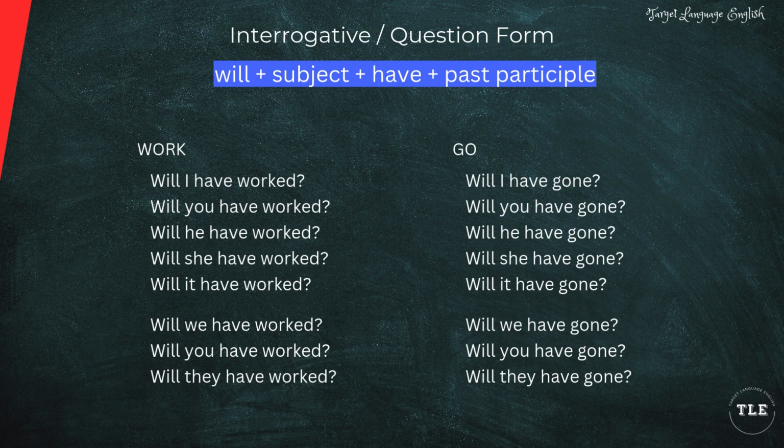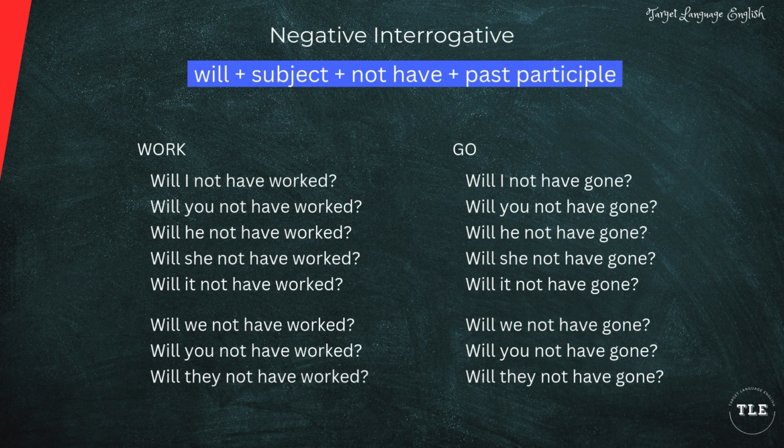Plural, will we have gone? Will you have gone? Will they have gone? To form the negative interrogative, we keep the interrogative word order and we insert not right after the subject. Work, singular. Will I not have worked?